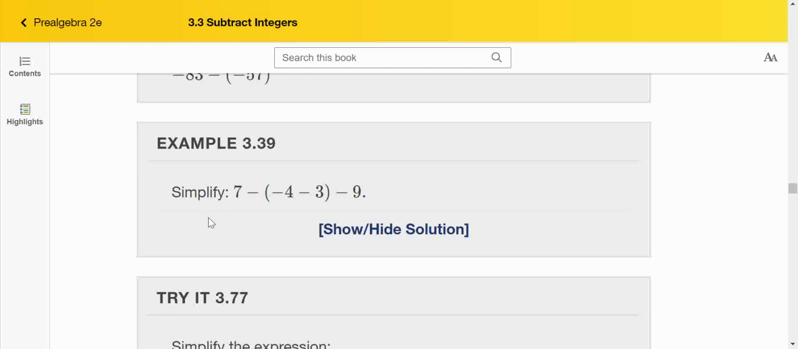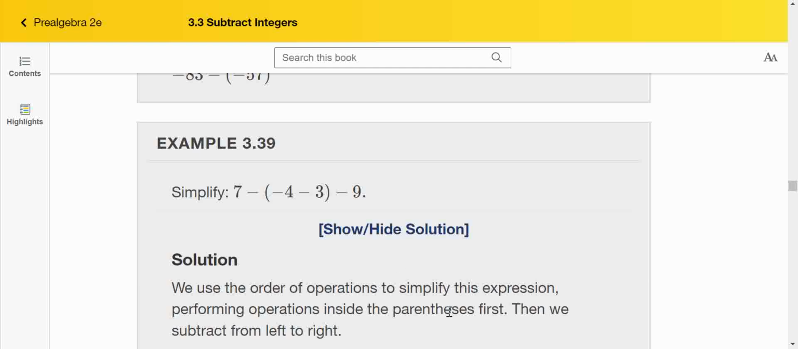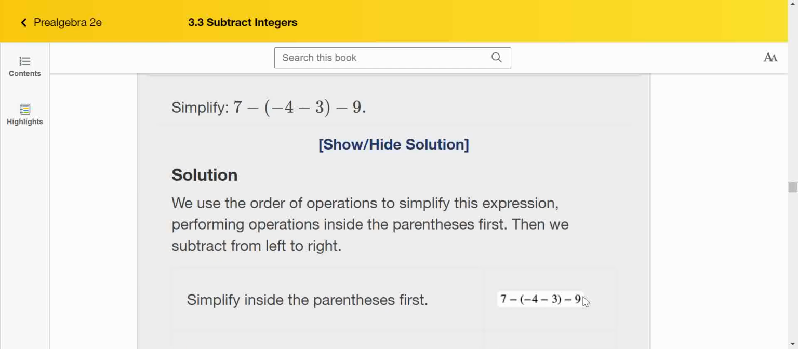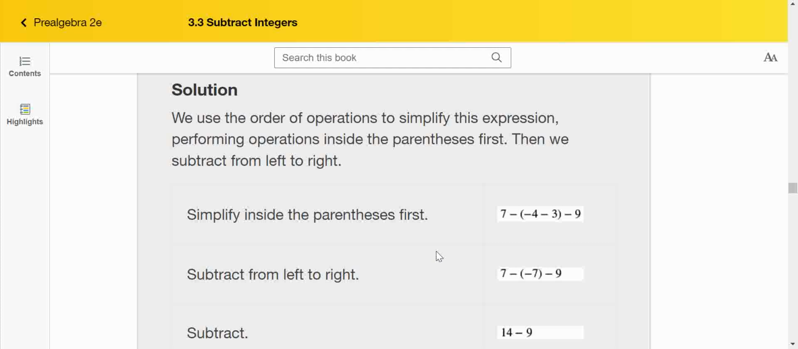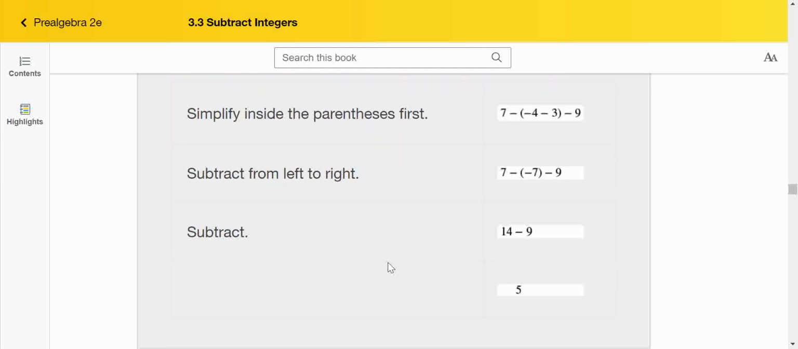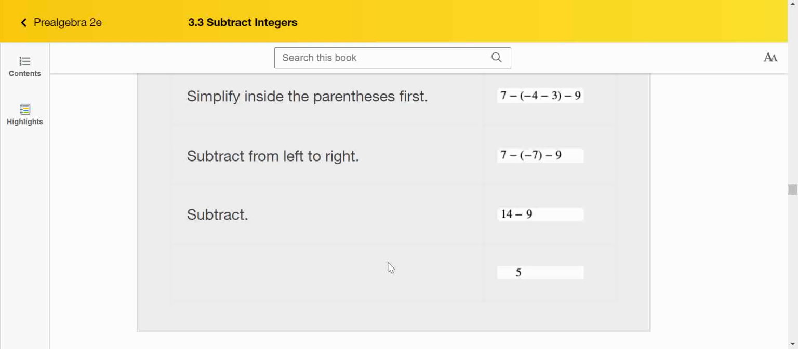Example 3.39, simplify 7 minus negative 4 minus 3 minus 9. Solution: we use the order of operations to simplify this expression, performing operations inside the parentheses first, then we subtract from left to right. Simplify inside the parentheses first, subtract from left to right, subtract, and we get 5.